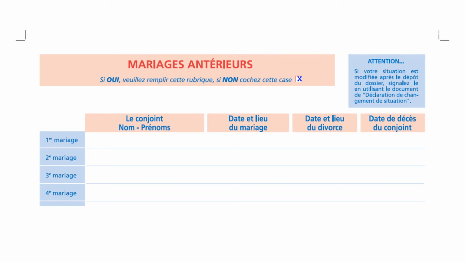So we'll move over to the next page, page 2, where you're expected to provide the necessary information if you have been married before. Specify the relevant dates, so the date and place of marriage and the date and place of divorce, if that's relevant to you, or in the event of death of a spouse, provide the relevant information. If this doesn't apply to you, then you tick the relevant box.